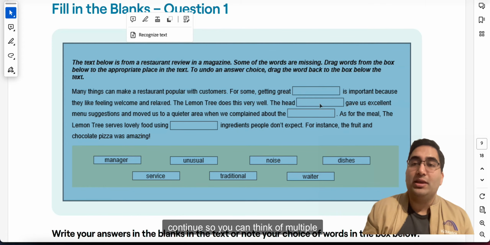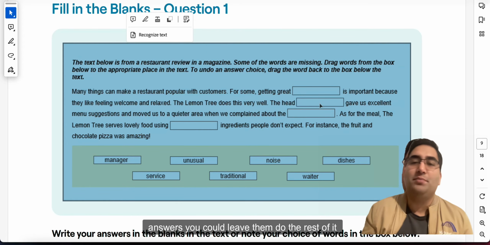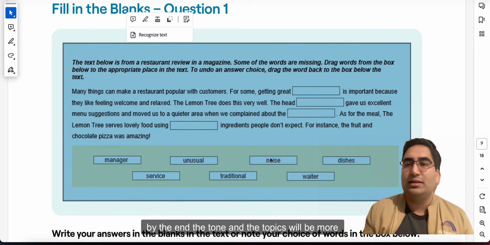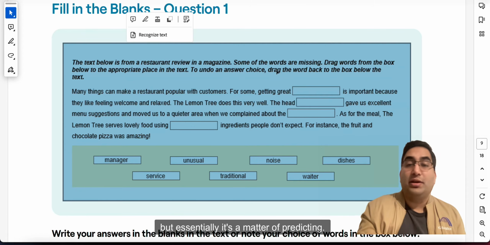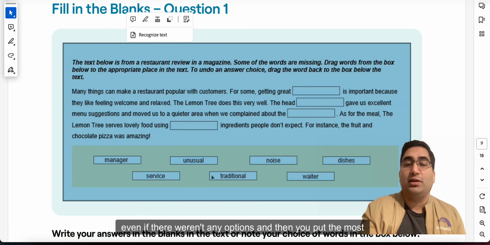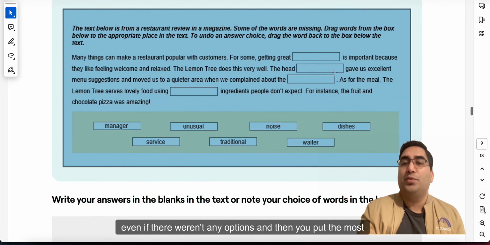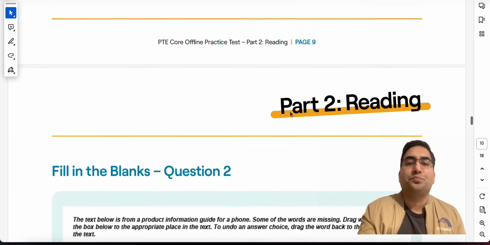So you can think of multiple answers, you could leave them, do the rest of it. By the end, the tone and the topics will be more clear, and you can come back and pick the final answers. But essentially, it's a matter of predicting what would go here, what you would put naturally, even if there weren't any options, and then you put the most relevant option.